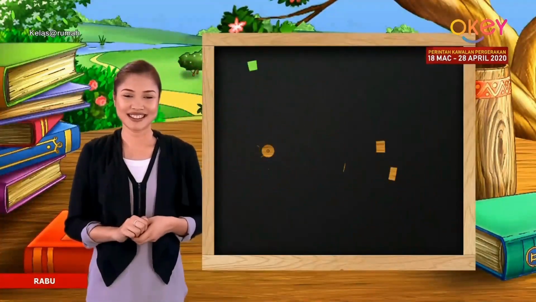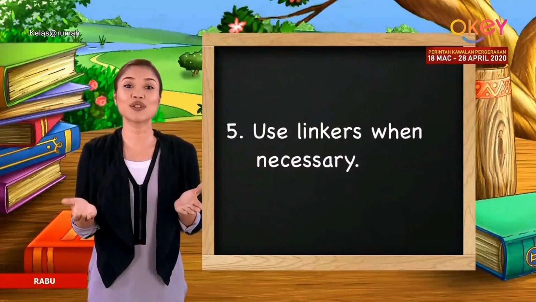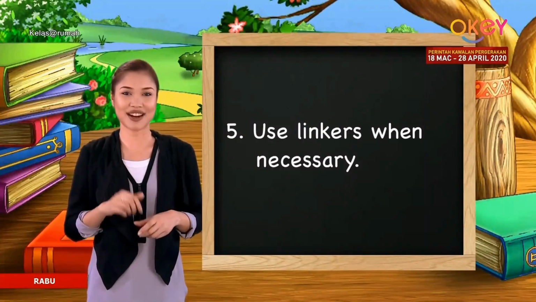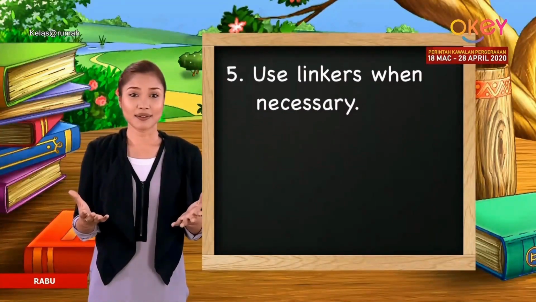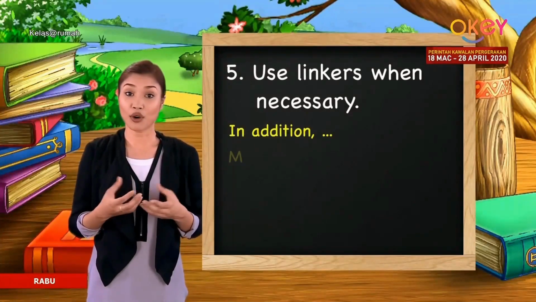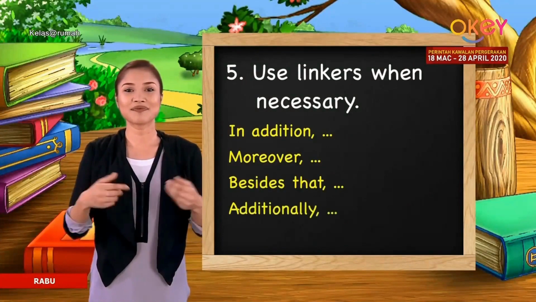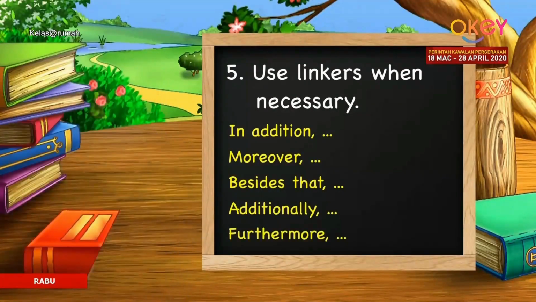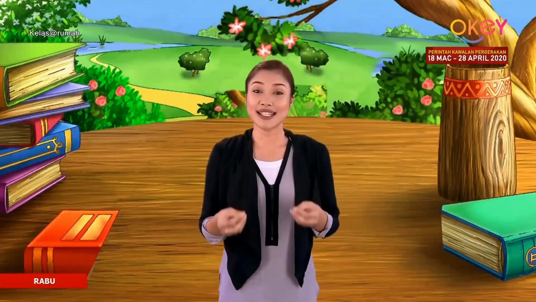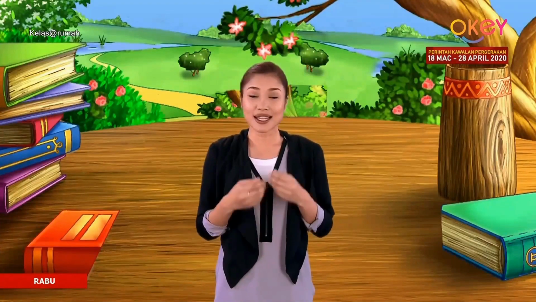That's great. But you know, something is not quite right. There is no flow when you read the paragraph. This is where tip number 5 comes in. Number 5, use linkers. That's right. Use linkers like, in addition, moreover, besides that, additionally, and furthermore. This is to ensure that your ideas connect to one another.